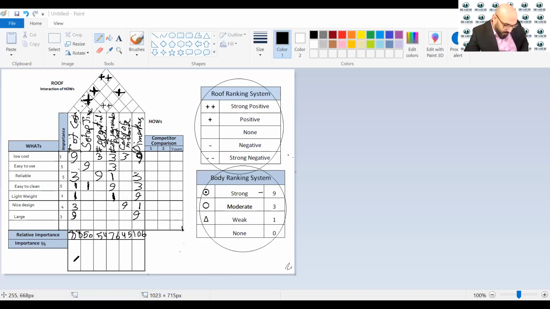It's going to be 21%. The next one would be 12%, 13%, 18%, 11%, 25%.